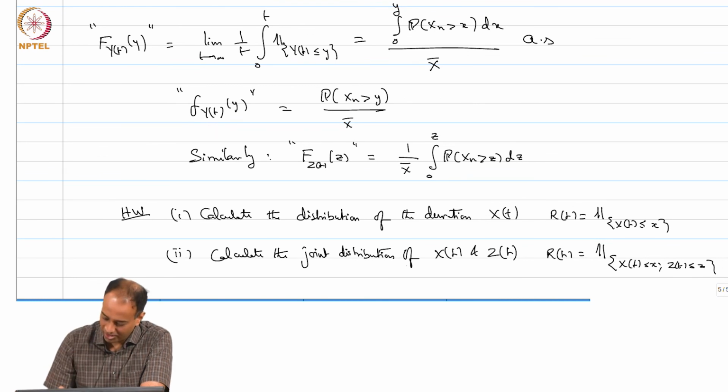Once you get the joint distribution, you should be able to do sanity checks, like can you recover the marginals. Please try this as a homework. It is an interesting exercise in renewal reward. Okay. So, I am done for today.